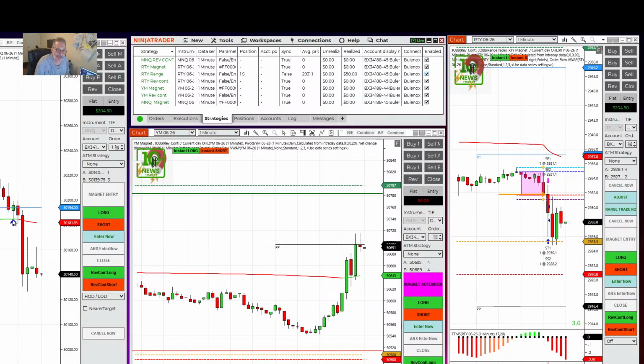Now, this would have been a signal to ignore because it was like a minute before the open. So the MNQ signal would not have been a signal I would have taken. RTY, we have not tested a level that generates signals, so we will not get an RTY signal.